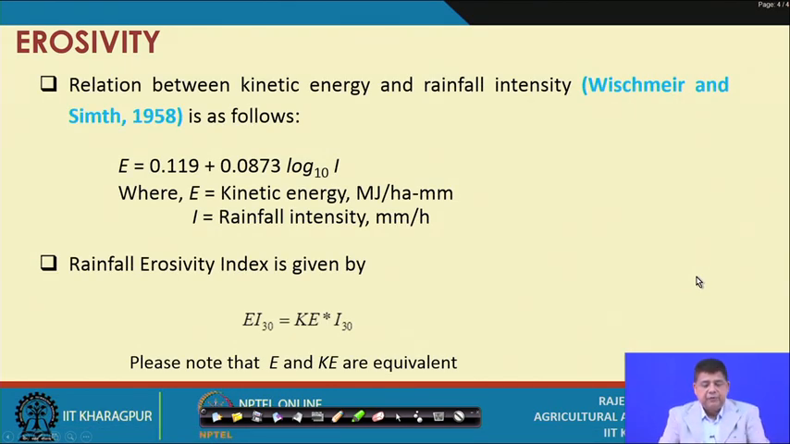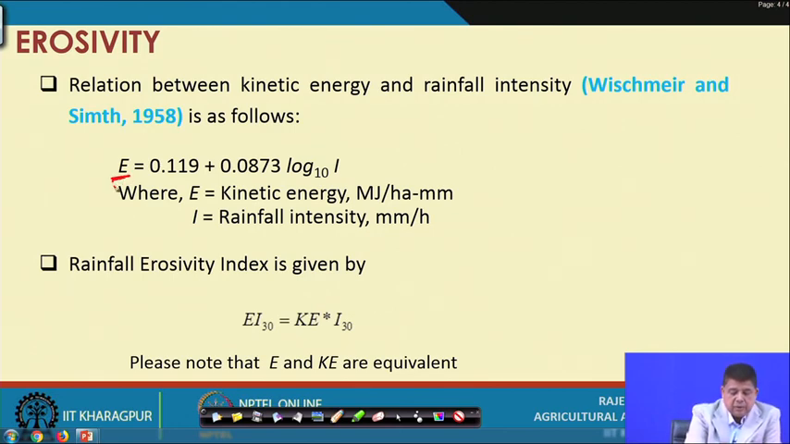Now, the relation between kinetic energy and rainfall intensity is given by Wischmeier and Smith in 1958 by this equation: E equals 0.119 plus 0.0873 log base 10 of I, where E is the kinetic energy in megajoules per hectare millimeter and I is the rainfall intensity in millimeter per hour.